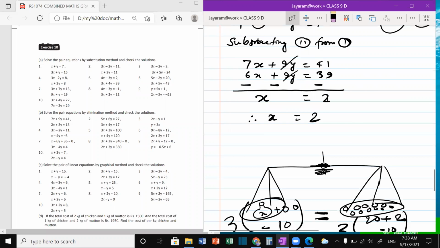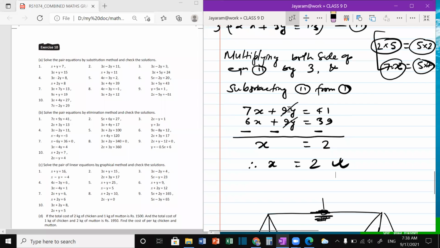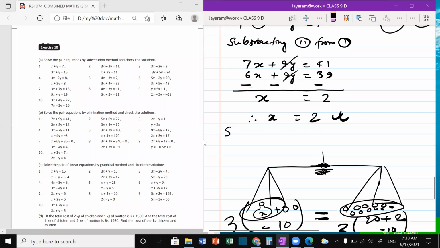See, we did the same thing here. Why did we multiply here by 3? We have to banish one variable. To banish one variable, one coefficient should be equal here. If you multiply this one by 3, then it becomes 9. So we did that. After this the process is the same. Substitute the value of 2 in equation 1, then it happens like this. Now what is the next step? Substituting the value of x in equation 1, you will find the value of y. This is how we'll do that one.